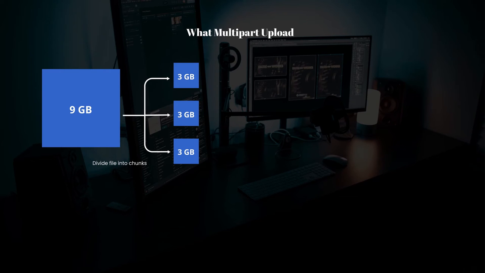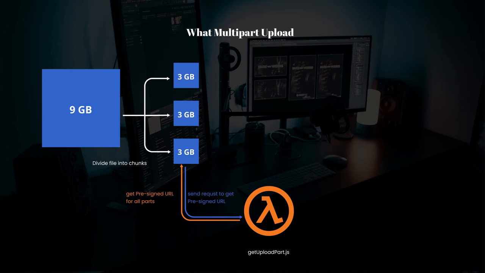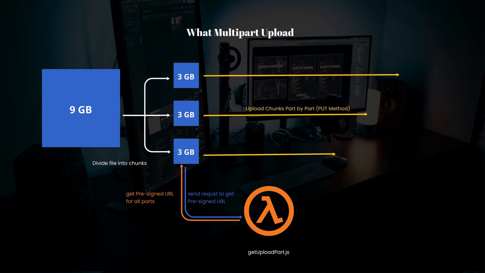And then what you need to do is we will get a pre-signed URL for all of the parts themselves. And then what we need to do is we will send this chunk, or all n number of chunks, to S3 itself. But we are not done over here.